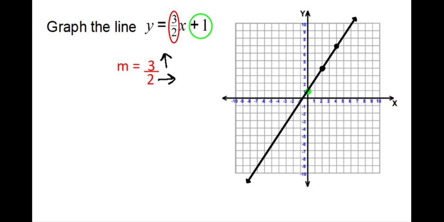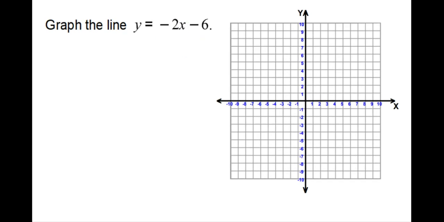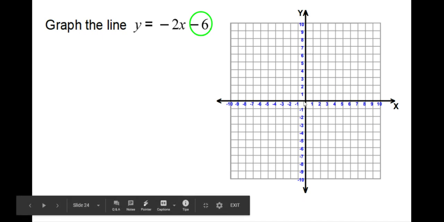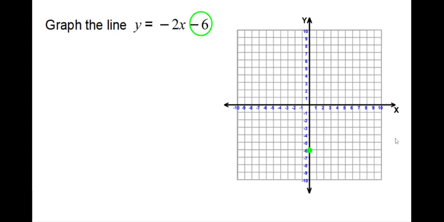Let's do one more quick example. This time we have y equals negative 2x minus 6. So again, I'm looking at the b, which is negative 6 this time. I'm looking at that y-axis and finding negative 6. And so I see it down here. If I look at the center and go down, here's my negative 6. So I put my first point.